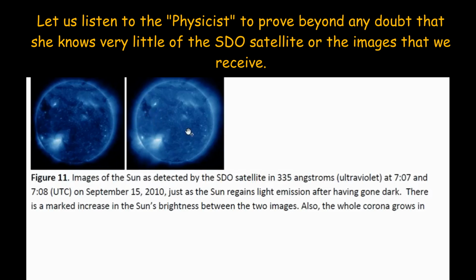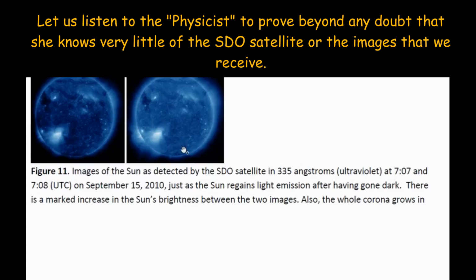So the size of the coronal holes has to do with the light emission as well. And obviously the coronal holes grow in size as the sun loses light emission, and they decrease in size when the sun regains light emission, obviously because the object that holds the sun's electric potential, which drives its light emission, has moved away from the sun. And when it moves away, the sun's potential comes back and it regains full light emission.